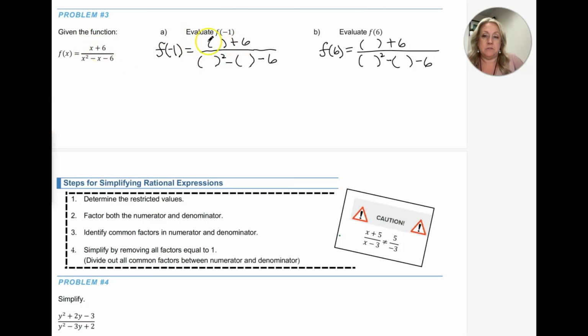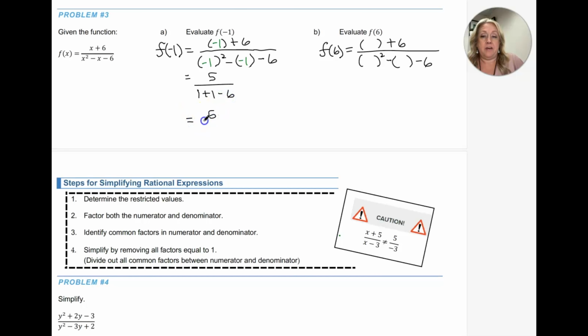So on the top we have x plus 6, so we'll put negative 1 plus 6, and then on the bottom we'll have negative 1 all squared, make sure that's all in parentheses squared, minus negative 1 minus 6. And then let's simplify what we can here. So on the top, negative 1 plus 6 is 5. And then on the bottom, we have negative 1 squared is 1. And minusing a negative is really adding. So plus 1 and then minus 6.